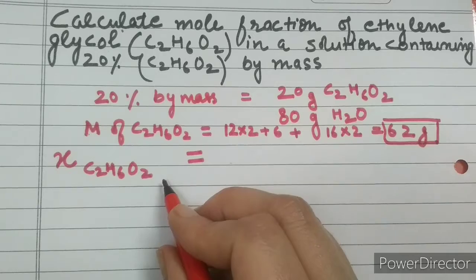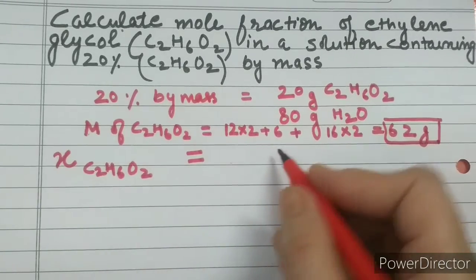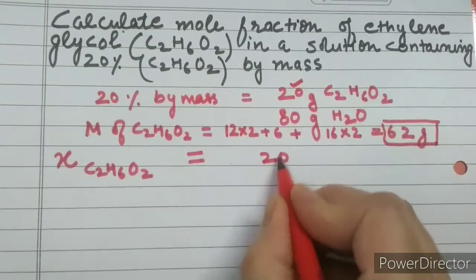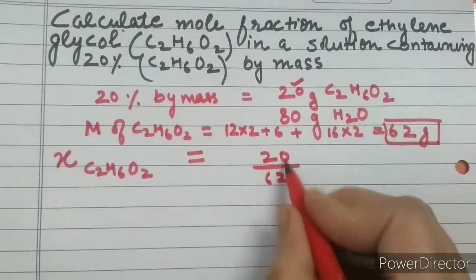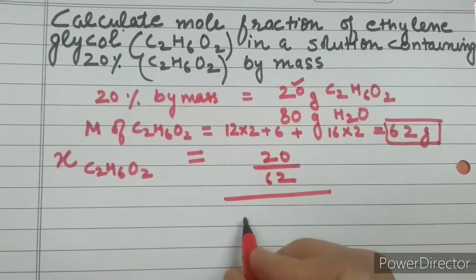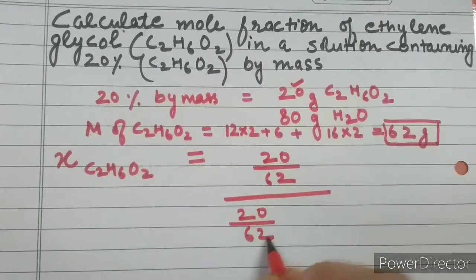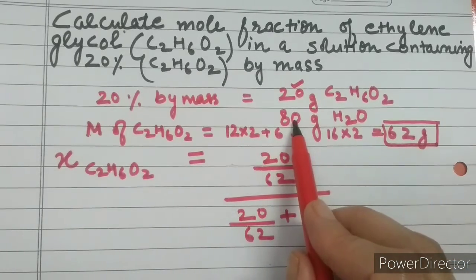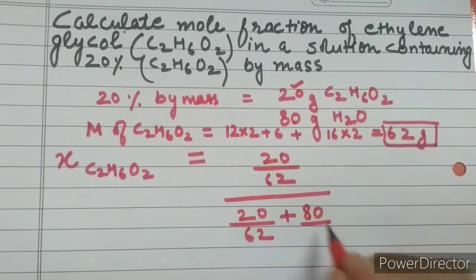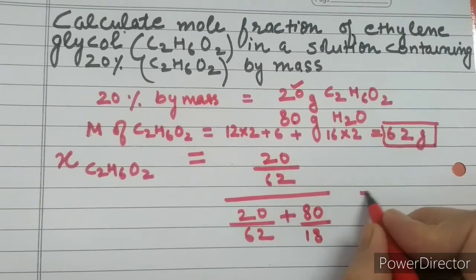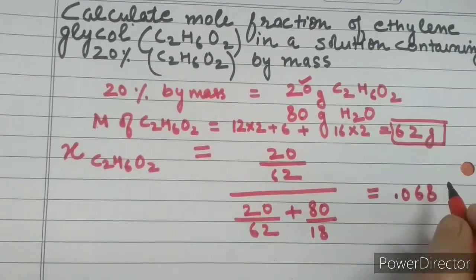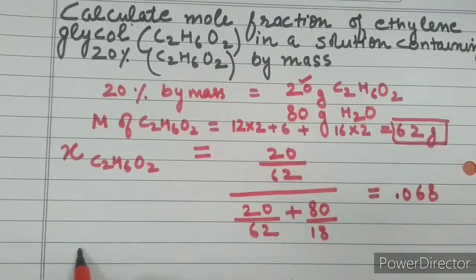So the mole fraction of ethylene glycol is the mass of solute, that is 20, divided by 62. This is the number of moles of solute, divided by the number of moles of solute plus the number of moles of solvent. And what is the number of moles of solvent? Mass of solvent, which is 80, divided by the molar mass of solvent, which is 18. When we solve this, it comes out to be 0.068.